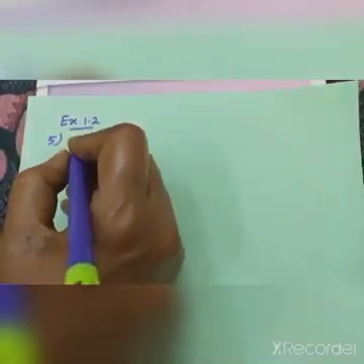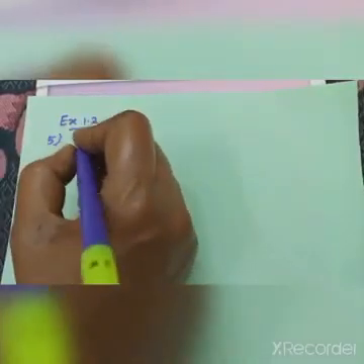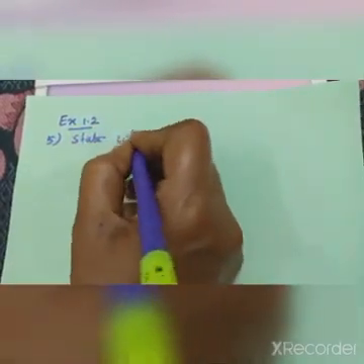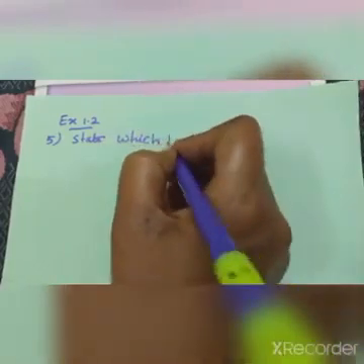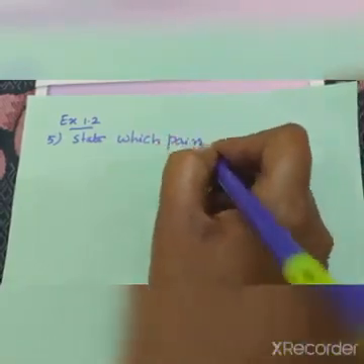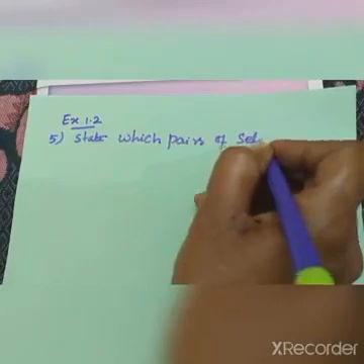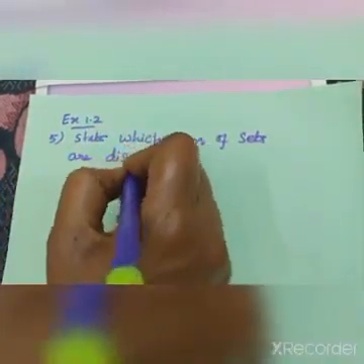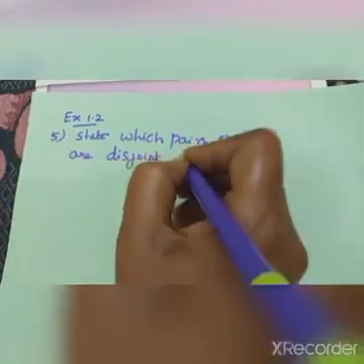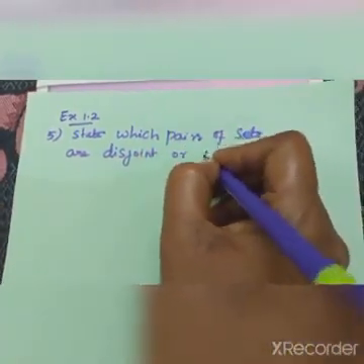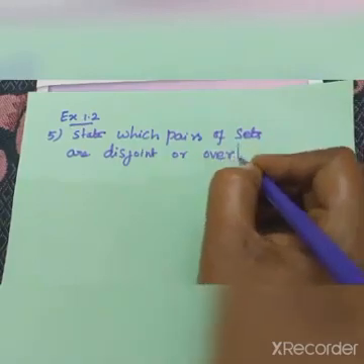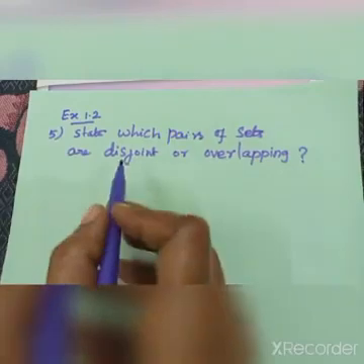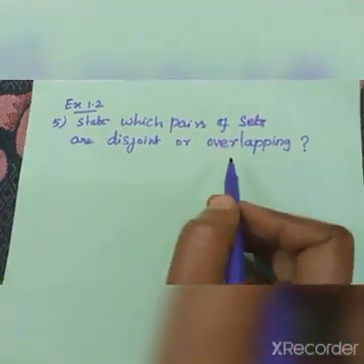Next, exercise 1.2, question number 5. What is question number 5? State which pairs of sets are disjoint or overlapping. What is meant by overlapping? Joint sets. So we have to find out whether they are disjoint or joint sets.